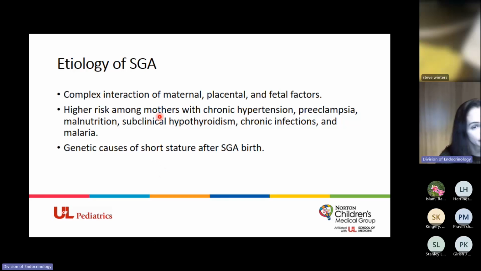As far as what causes SGA, there is a complex interaction between maternal factors, placental issues, and some fetal factors as well. We know that maternal health is highly associated with birth weight. So we see higher rates of SGA birth in moms that have chronic issues like chronic hypertension, those that have preeclampsia during pregnancy, malnutrition, hypothyroidism that goes untreated, infections, and in developing countries, malaria. And I feel like every day newer associations are described that are highly associated with SGA birth.